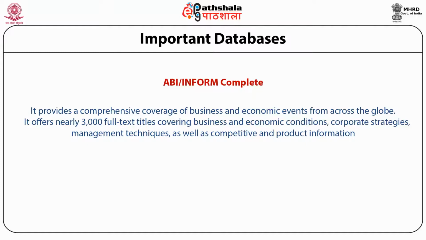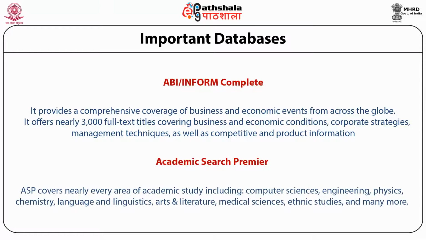Second important database in the form of electronic information is Academic Search Premier, which covers nearly every area of academic study including computer science, engineering, physics, chemistry, language, linguistics, art and literature, medical science, ethnic studies, and many more.